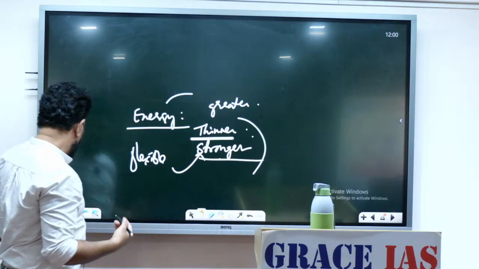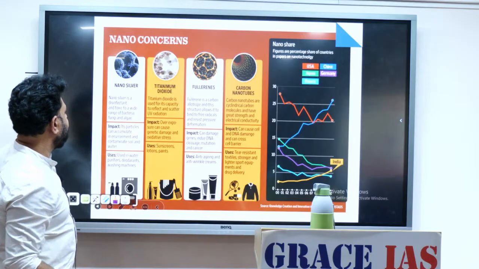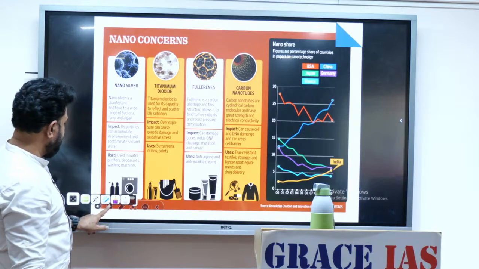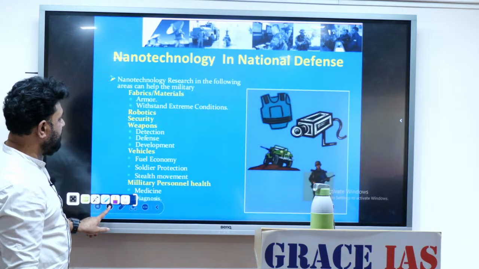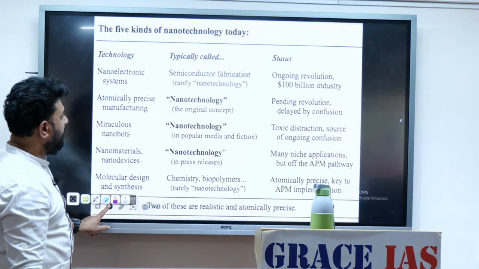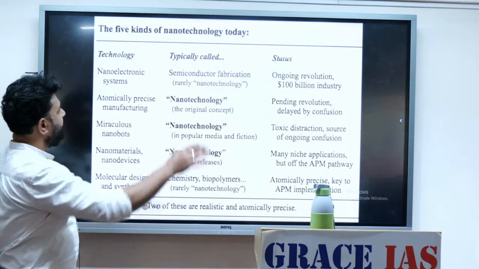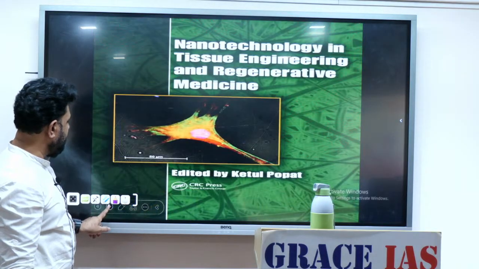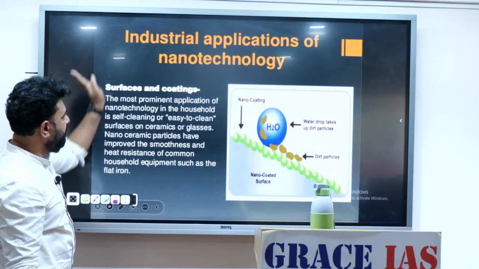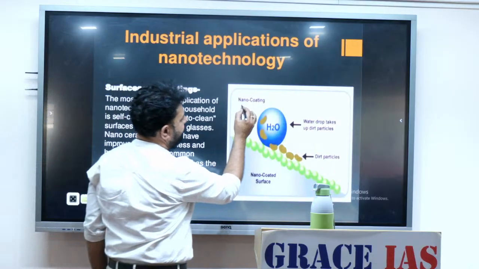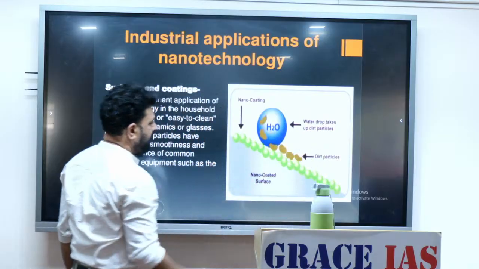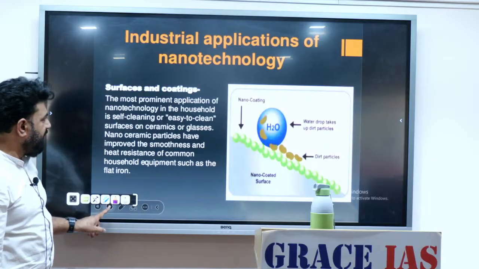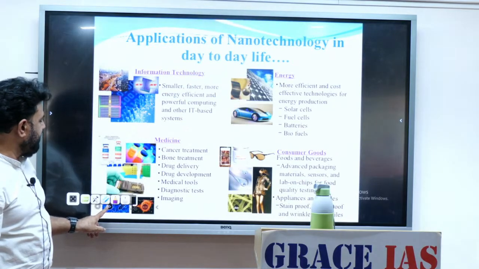For example, nano silicon coating on structures. Please understand this. On cement structures, walls, all those things, nano silicon coating will make the wall waterproof. Nano coating would make it waterproof and also very attractive but strong, and the paint and the structure will not get damaged because of extreme climate or weather events.